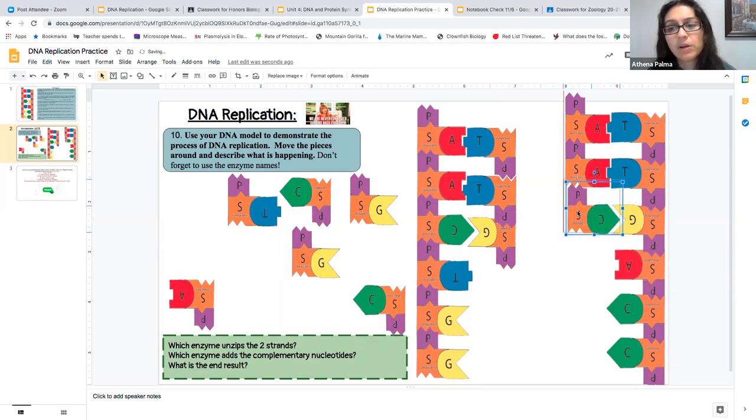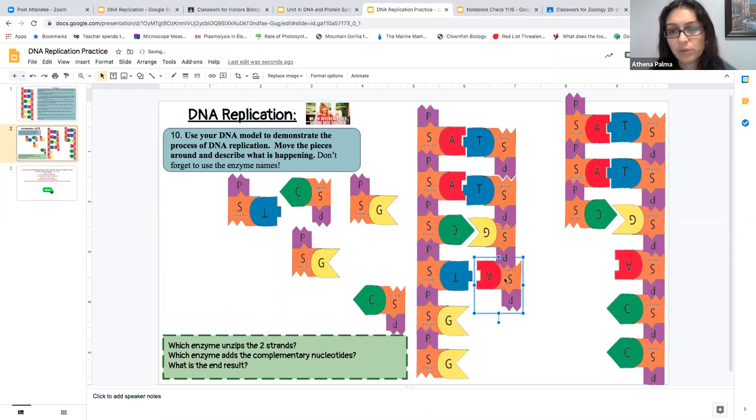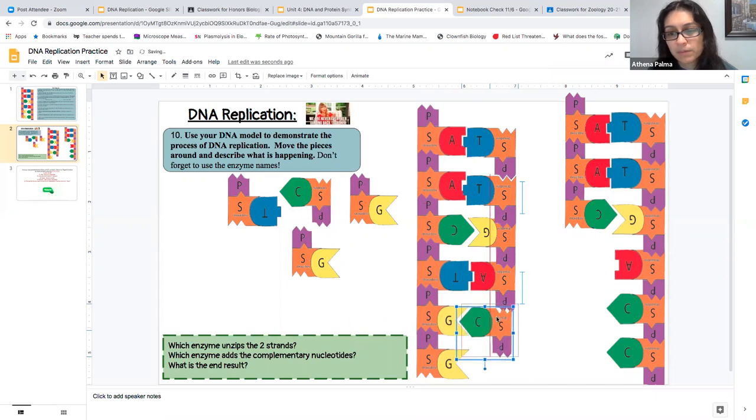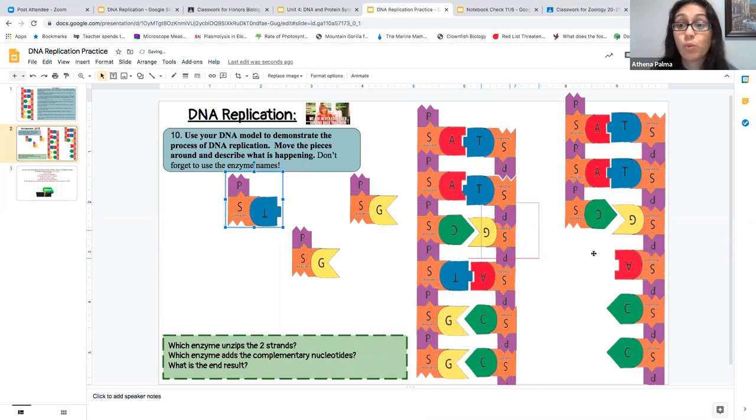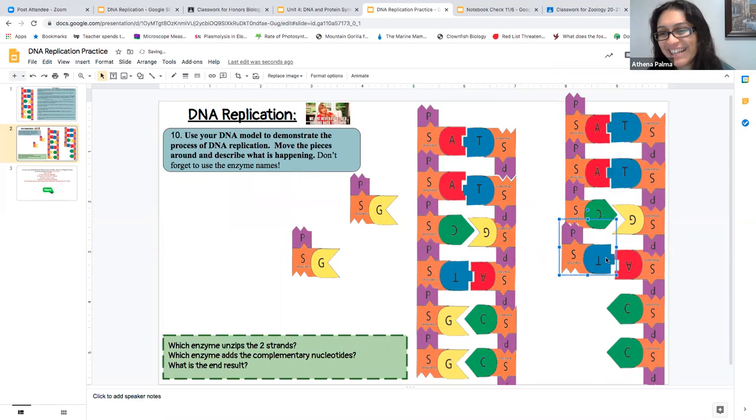This time I'm going to keep on going, but like I said during the quiz, you do not have to go all the way and build both new strands all the way through. But I just want to make sure I cover everything here. And the actual process in a cell is way faster than what I'm moving right now. Got to deal with Google formatting here and everything.